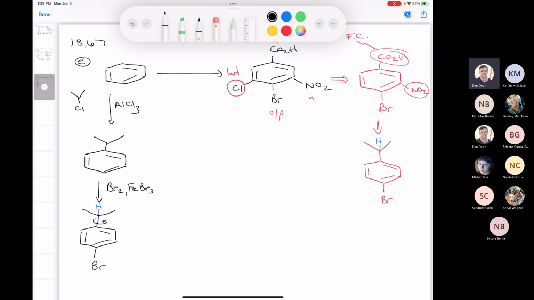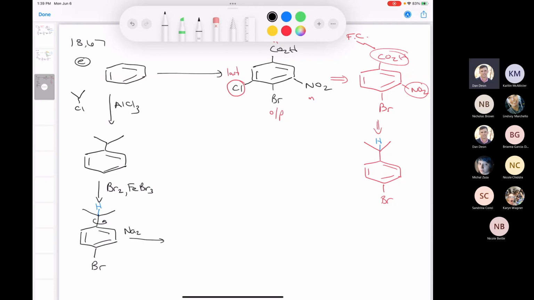Next, we can install our nitro group because we've got... No, sorry, we want to do the carboxylation first, don't we? Yes, we do, because if we make the carboxyl group first, then we'll have a meta director and an ortho director, so we'll be directing to that carbon. So let's do the oxidation first.